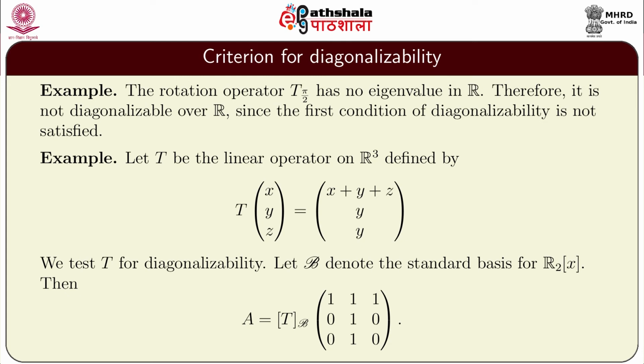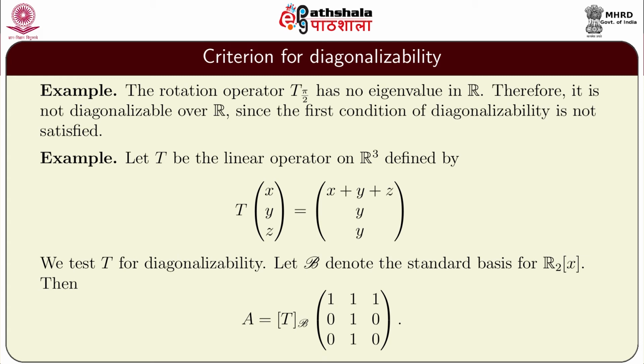Another example, let T be the linear operator on R3 defined by T of x y z is equal to x plus y plus z comma y comma y. It's written in the column matrix form. Let us now test T for diagonalizability.